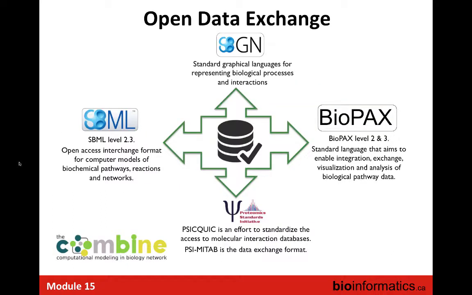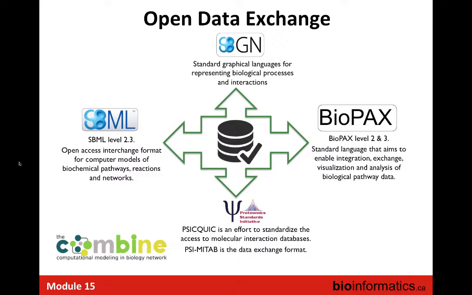So now you know where the data comes from. The question is, how do I integrate that into my workflow? There's a variety of different open data exchange formats. These are basically files that are made available so that you can simply download a lot of pathway or network information in batch or for individual pathways or networks. And then you can feed that data into one of your tools like Cytoscape or one of your other work pipelines.